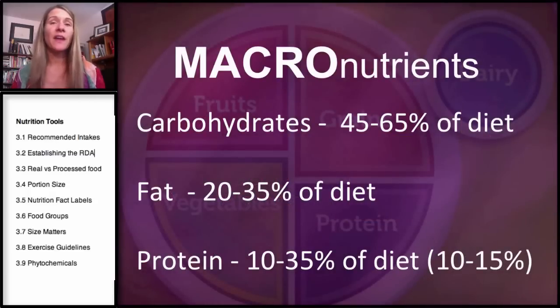Now, when we think about that, I was naming off vitamins and minerals, and those are our micronutrients, but what about our macronutrients? We have recommendations for each of our 3 macronutrients. Carbohydrates need to be 45 to 65% of our diet, fat 20 to 35% of our diet, and protein 10 to 35% of our diet. I have in quotes here 10 to 15%, and that's because most Americans only need 10 to 15% of their diet to be from protein.